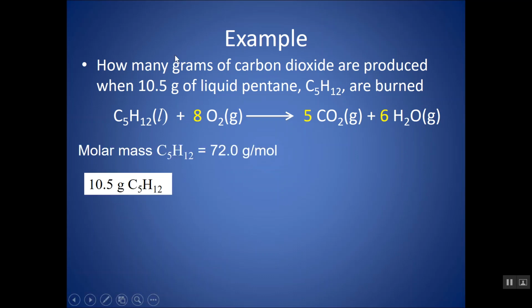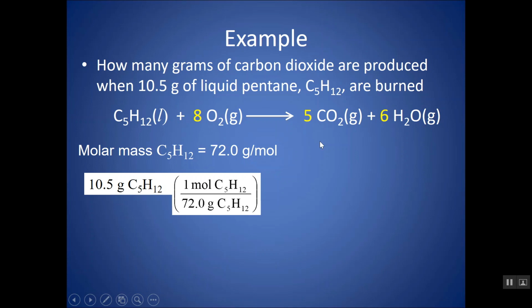Okay, so I'm going to write 10.5 grams, be specific, C5H12 to start with. When in doubt, mole it out. Let's change that into moles. It doesn't matter what the coefficient is here. This step would be the same. 1 mole is whatever the molar mass is of C5H12, which is 72. Now I'm in moles of pentane.